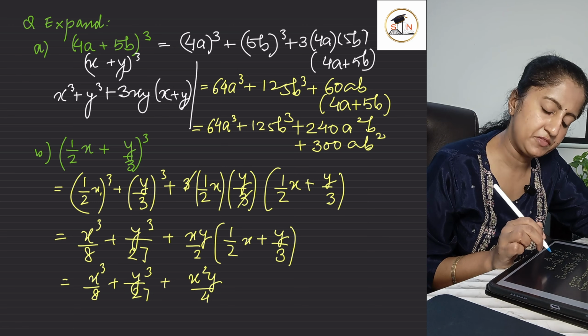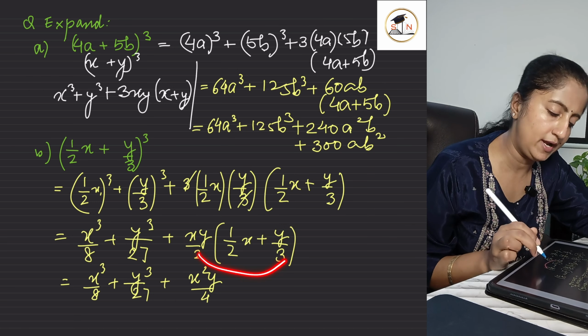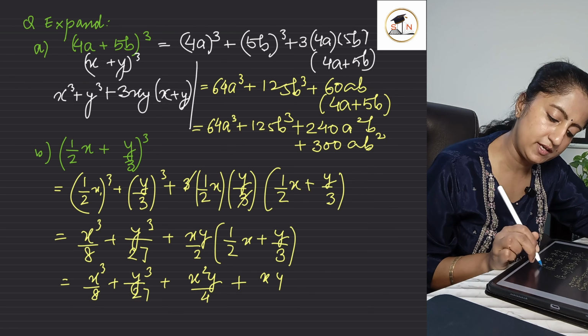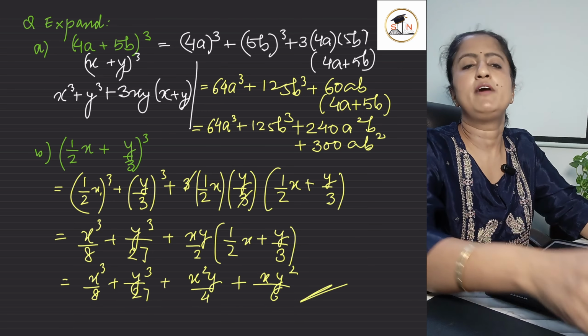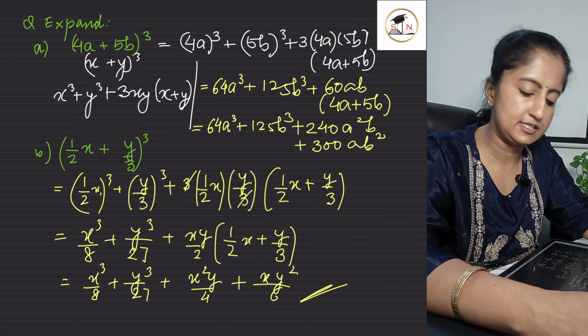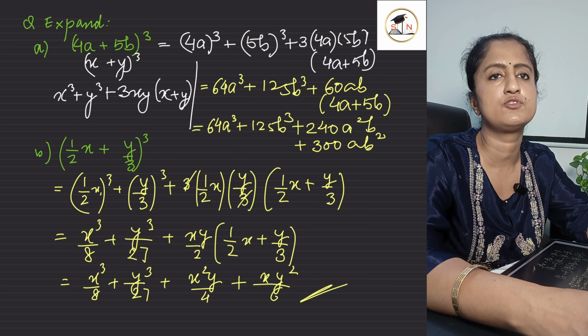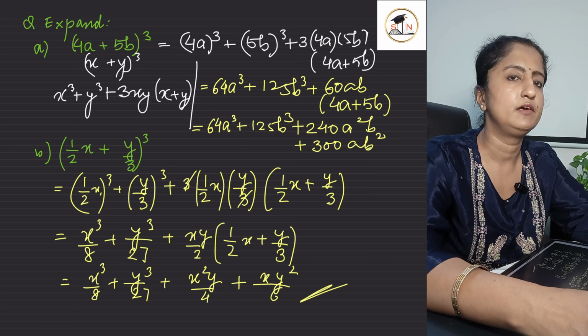In the next step, we need to multiply this xy and y along with 2 and 3. So now that gives me xy square divided by 6. So guys, this is your final answer for this expansion. The expansions for all the identities that we have seen so far are actually easy. You just need to do it properly, right?